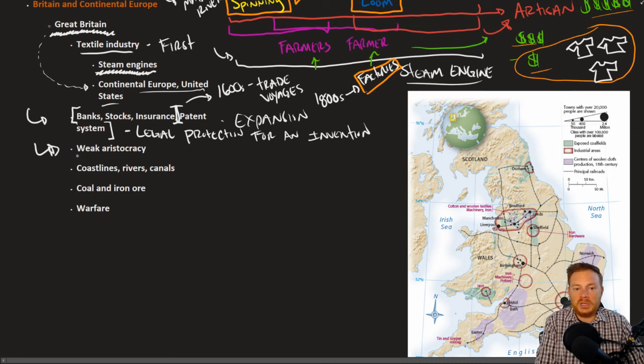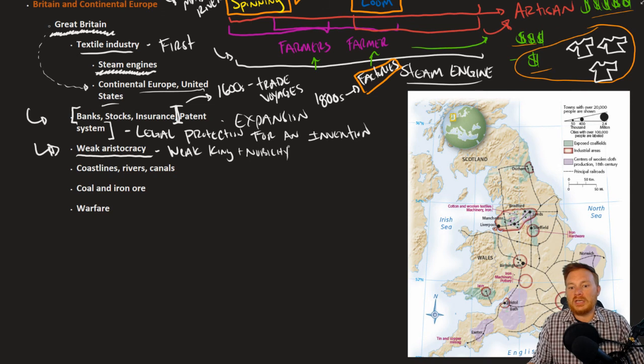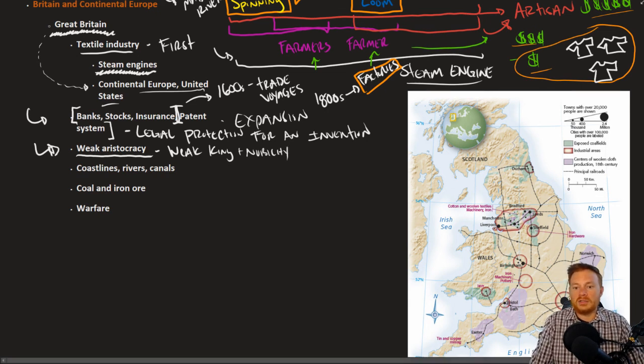Another thing that is specific to England, especially compared to their European neighbors, a weak aristocracy, that is a weak king and nobility. So for example, in places like Spain and France, where the king was absolute, they could tax whatever they want, whenever they want. In England, given the history of the English Civil War and the way that Parliament really exerted their power over the monarch, this allows for a little bit more reassurance that the powerful nobles won't undermine this new industrial class. Again, we talked about these things earlier: coastlines, rivers, canals, coal and iron ore.